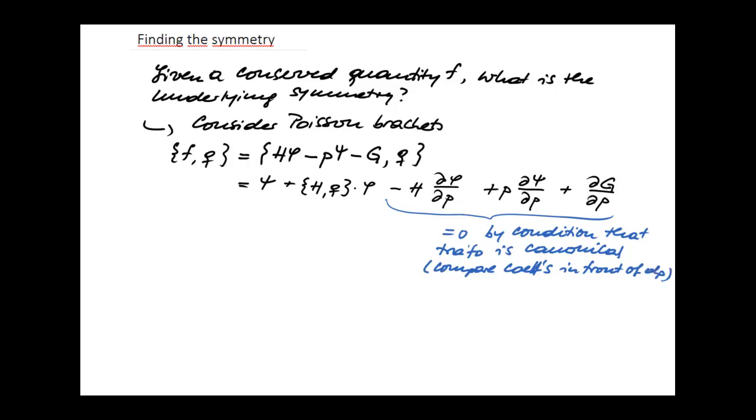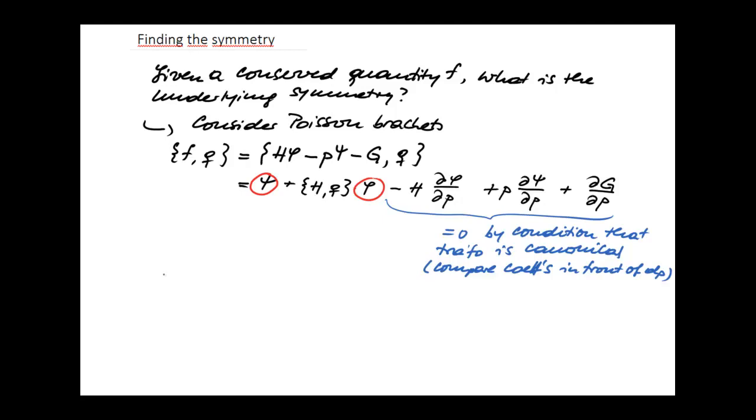Now, if the last three terms add up to 0, then if you have the Poisson bracket of f with q, and you can bring it into this form, some function plus the Poisson bracket of the Hamilton function with q times some other function, then you can read off from this result the functions psi and phi.